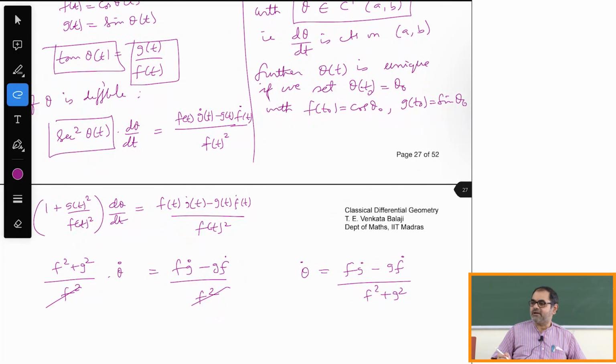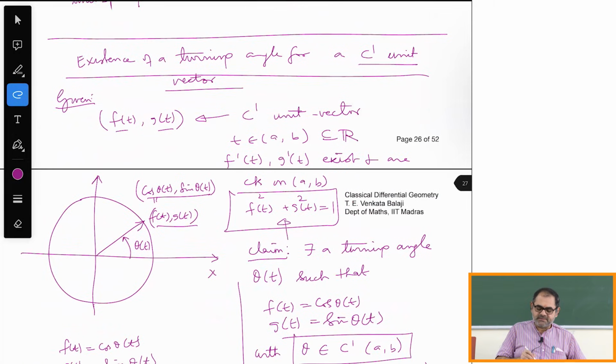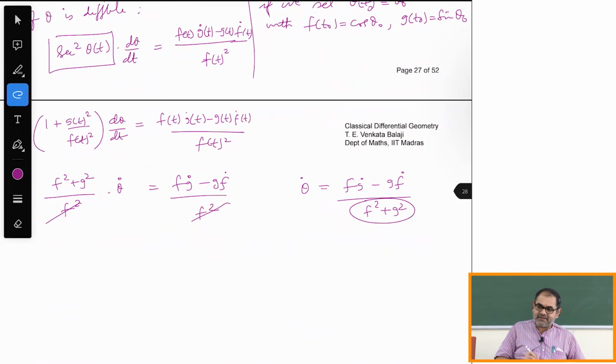You see, f comma g are components of a unit vector. I have assumed that f comma g is a unit C1 vector. That is the assumption. f squared plus g squared is 1. It's a C1 unit vector. So f squared plus g squared is 1. Therefore, this term vanishes. So if theta were differentiable, you get that theta dot will be f g dot minus g f dot. You are getting this expression. Of course, when you are cancelling f squared, you are assuming f is not 0.